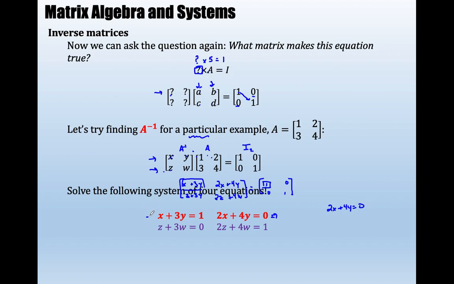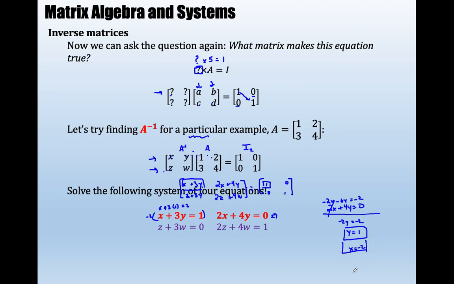And I'm going to multiply this by -2. So y must equal 1. But if y equals 1, I'm going to go back to this red equation and say x plus 3 times 1 is equal to 1. Therefore, x is equal to -2.